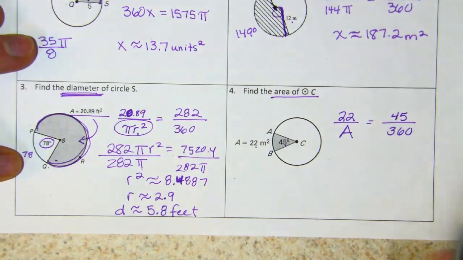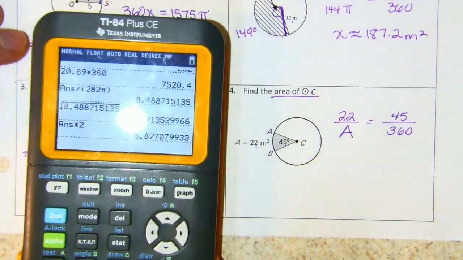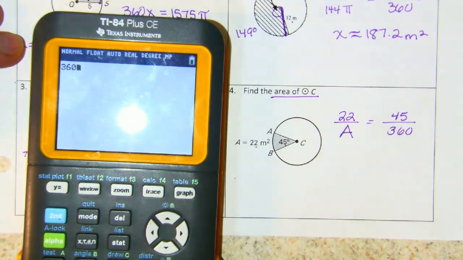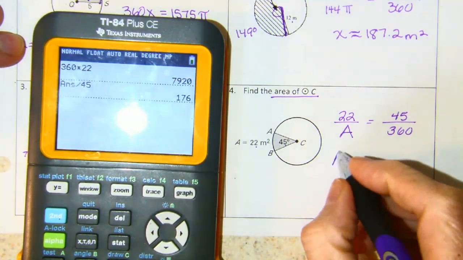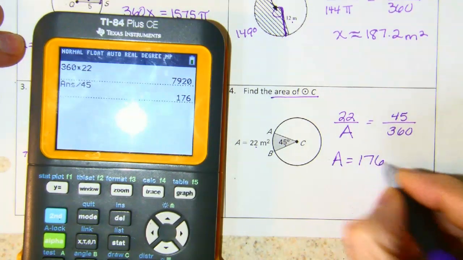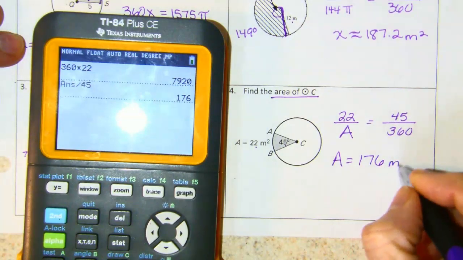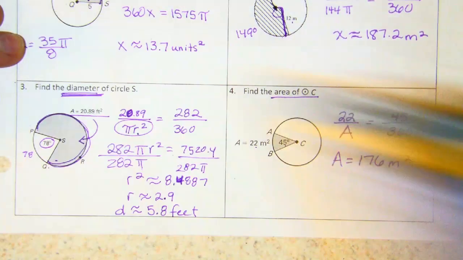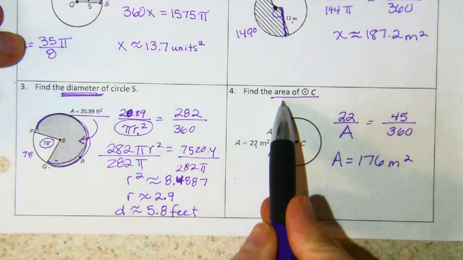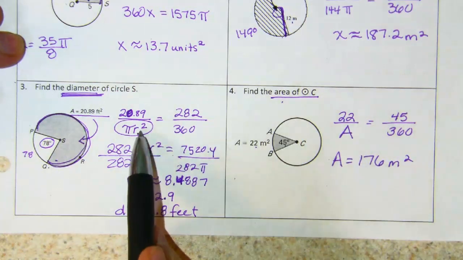So now I can cross multiply, do this work on the calculator. So 360 times 22, and then I'm going to divide that by 45, and that's going to give me the entire area is 176 square meters. So since this one asks us for the bigger piece, we did not have to use pi r squared.